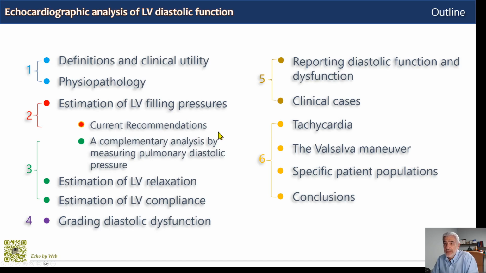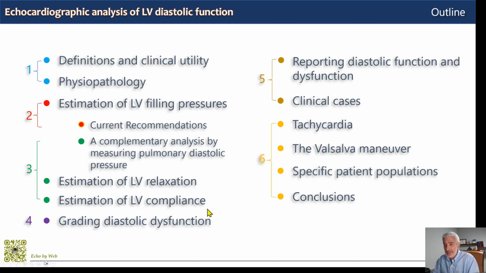In the second video, we will look at how to estimate left ventricular filling pressures with echocardiography, and we will look at the current recommendations, the 2016 and 2025 latest recommendations on the echocardiographic analysis of LV diastolic function. In the third video, we will see a complementary analysis based on the assessment with echocardiography of pulmonary diastolic pressure, and then we will see how to estimate LV relaxation and compliance with echocardiography.